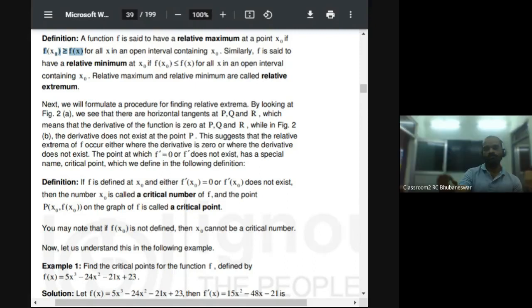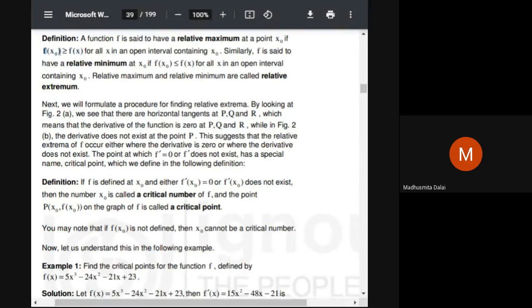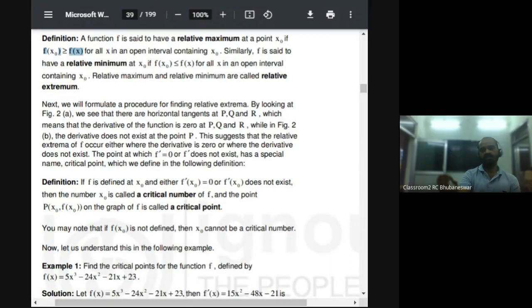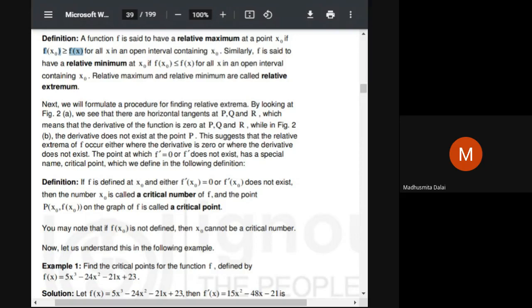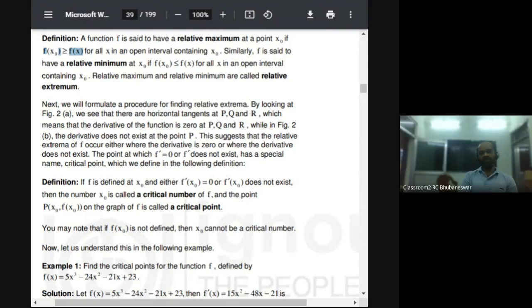Okay, now, as we are discussing the relative maximum, the definition is very simple. We just have to focus on a single inequality, which is f of x0 must be greater than or equal to f of x, and this condition is satisfied for all x in an open interval containing the point x0. Whenever this condition is satisfied, we can say that the function has a maximum value, and this maximum value is known as the relative maximum value at the point x0.